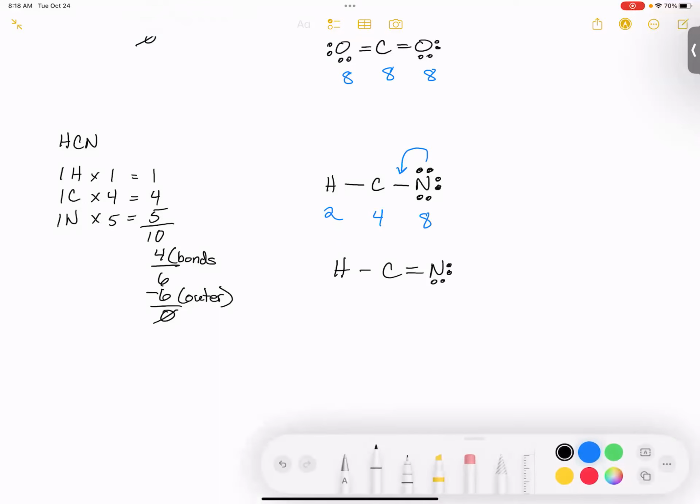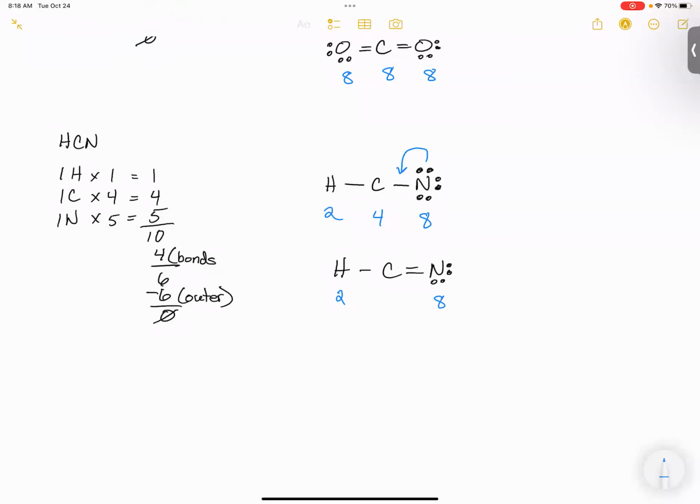Anytime you alter the structure, you have to ask, does everybody have an octet? Your hydrogen still has an octet because it has its 2 valence electrons, which is what it needs. The nitrogen has an octet because it has 4 in the lone pairs and 4 in the double bond. But your carbon currently only has 6, 4 in the double bond and 2 in the single bond. So no, not everybody has an octet.